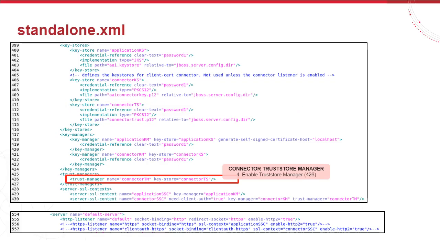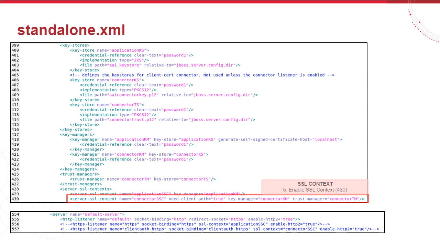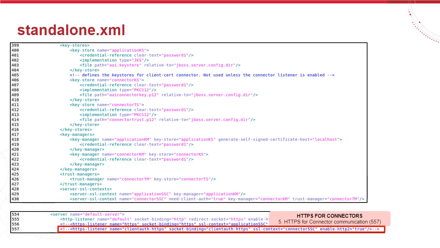At line 426, we look for connector TM. This is the matching trust store manager. We simply enable. At line 430, we look for connector SSC and enable the SSL context. Finally, at line 557, we look for default server and enable HTTPS for the connectors.